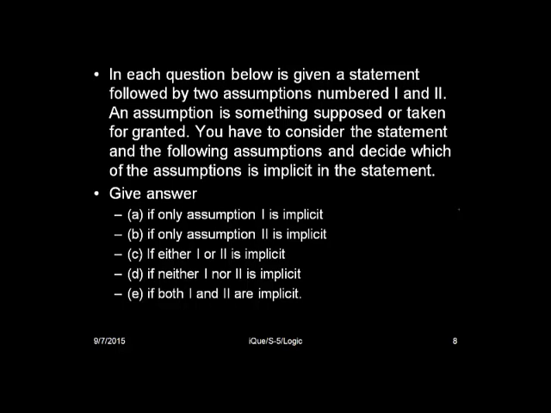When I state that I have exactly one child, and if I assume that I have a daughter is true, then the assumption that I have a son has to be false. But if I assume that I have a son is true, then the assumption that I have a daughter is false. So that is the kind of assumptions which are either-or in nature.